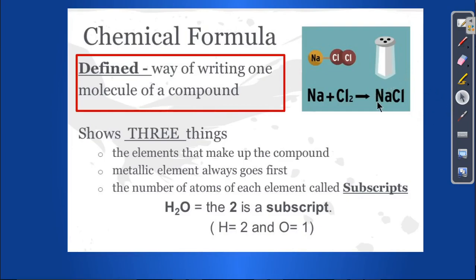So you need to know the definition of a chemical formula: a way of writing one molecule or a compound. This is a chemical formula. This is a symbol, and that's a chemical formula, an abbreviation of a compound or a molecule.